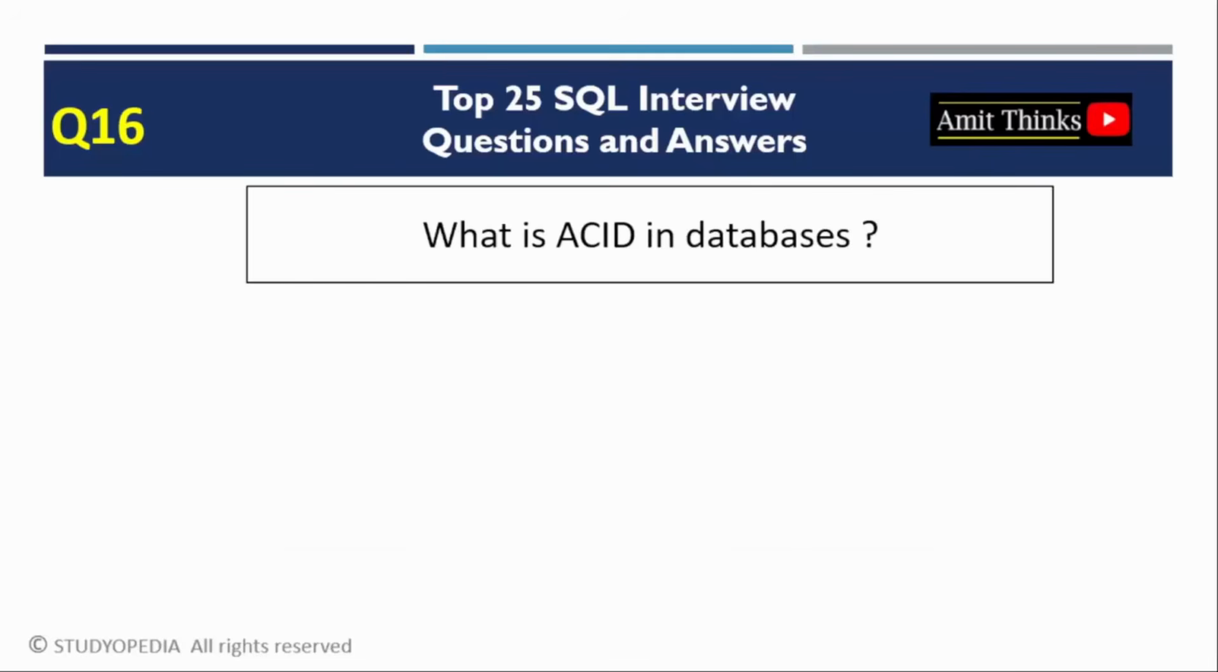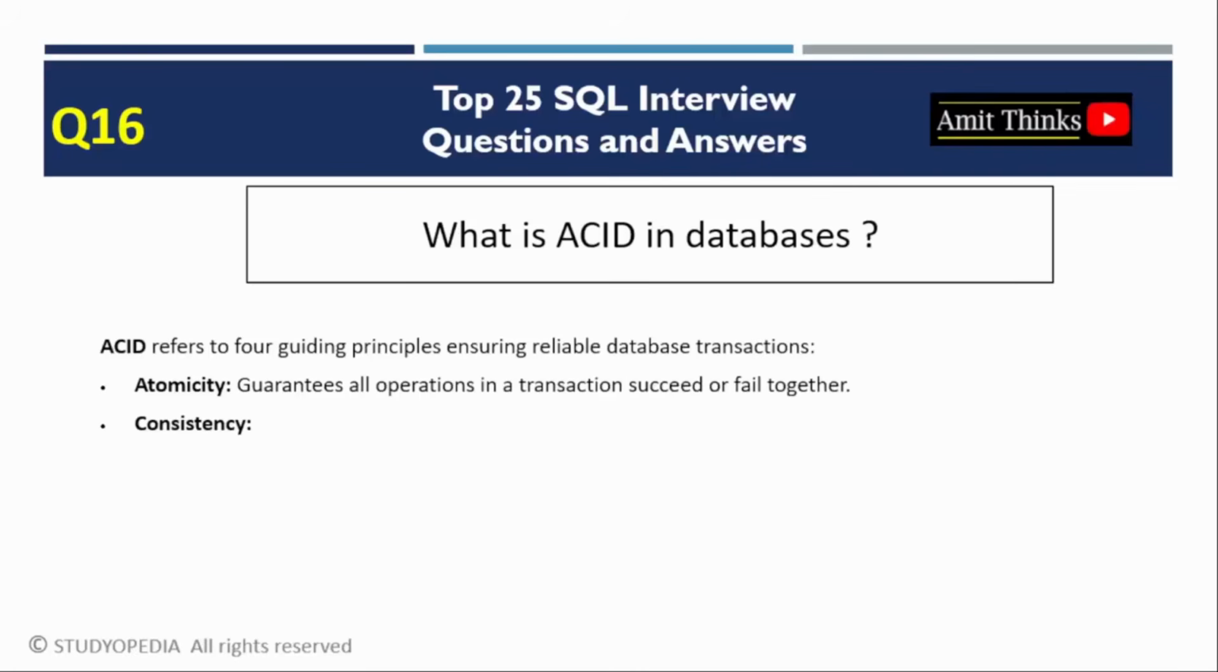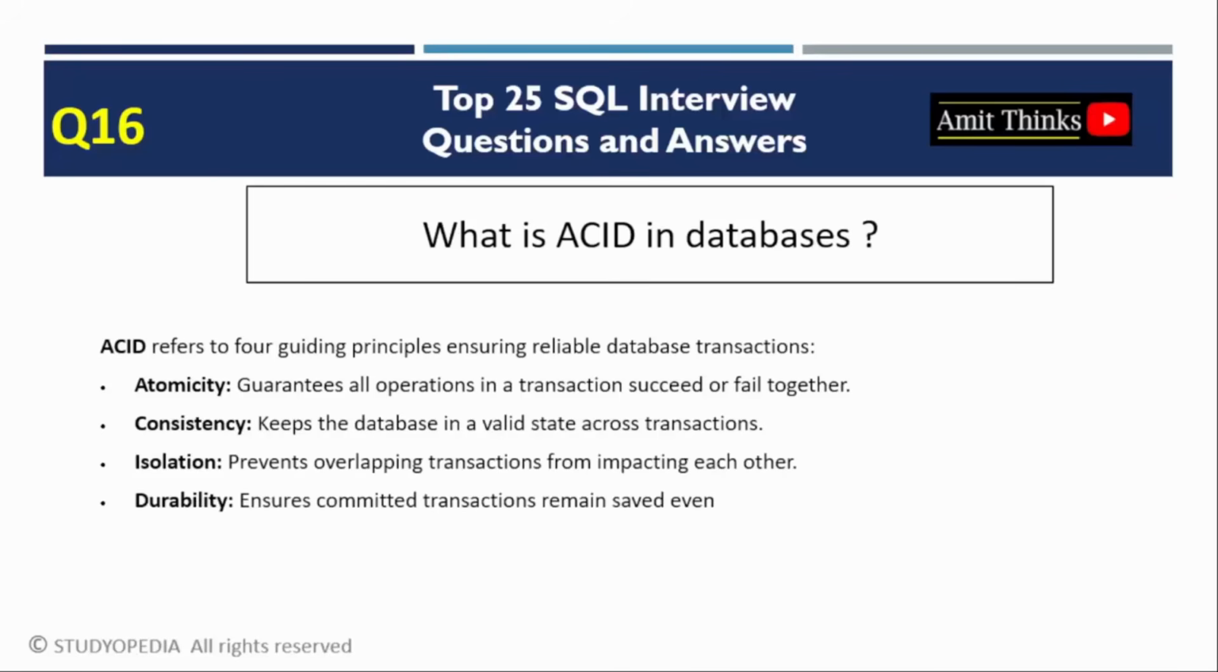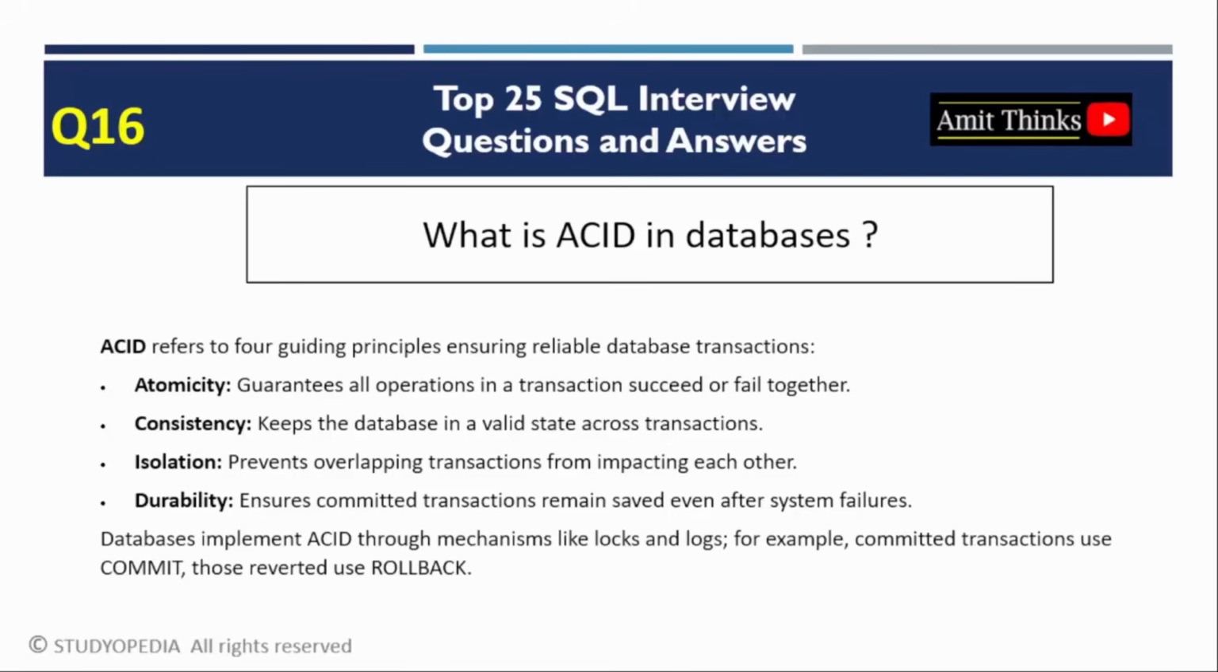The next question is, what is ACID in databases? So ACID are properties that ensure transaction reliability in SQL. A stands for atomicity. This means transactions are all or nothing. C stands for consistency. This means transactions bring the database from one valid state to another. I stands for isolation. That means concurrent transactions do not interfere. D stands for durability. That means committed transactions persist despite failures. Databases use locking and logging to enforce ACID. For example, commit saves changes permanently while rollback reverts pending changes.